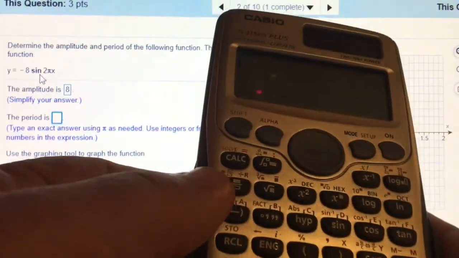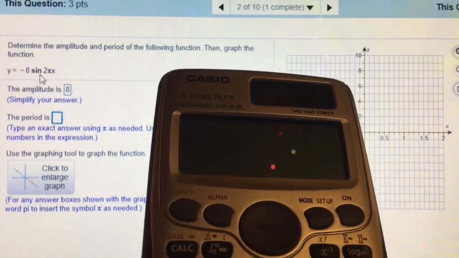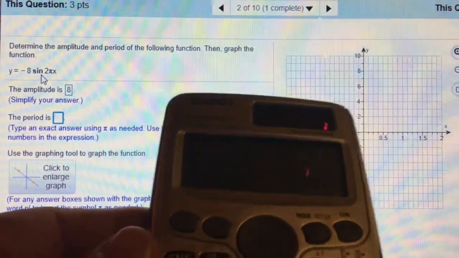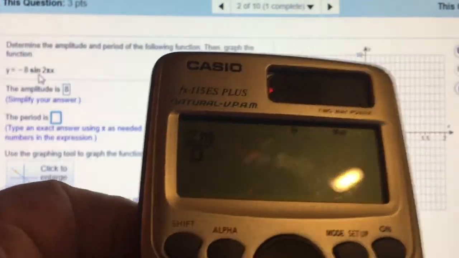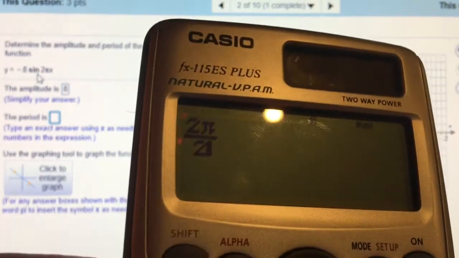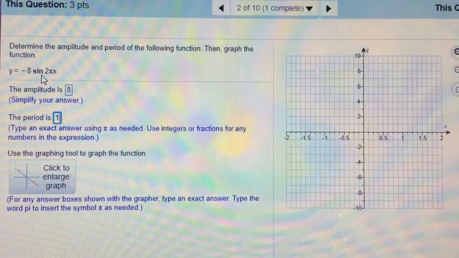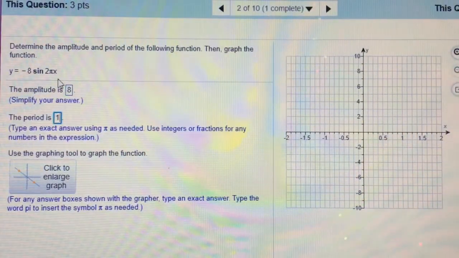So I'm going to hit the over-under button and type in 2 shift pi divided by 2 pi. And we know that's going to be 1. 2 pi always goes on the top. So my period is 1. Now it wants me to graph it. And just that one, -8 sine 2 pi x.